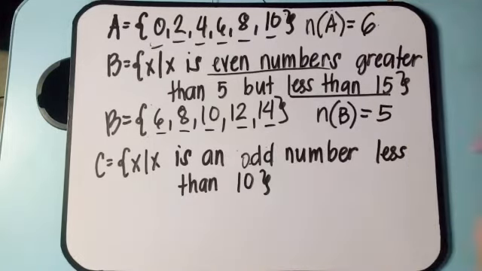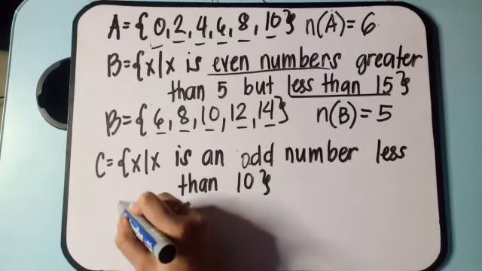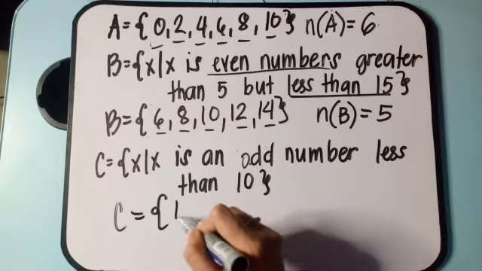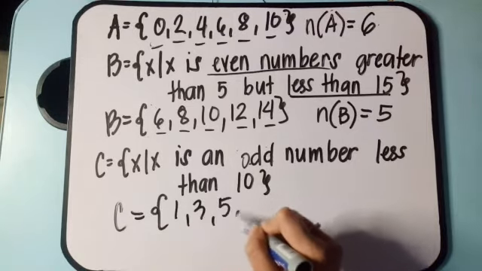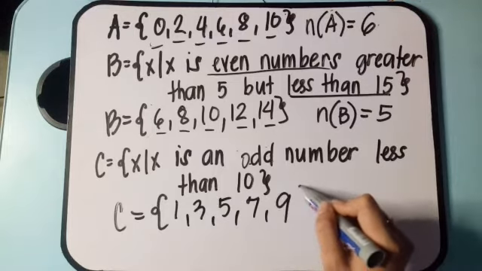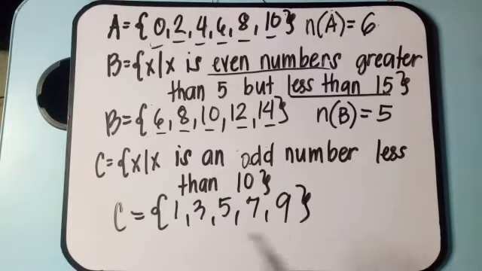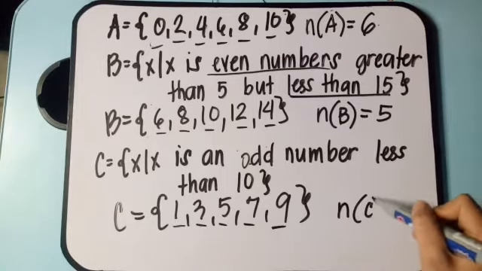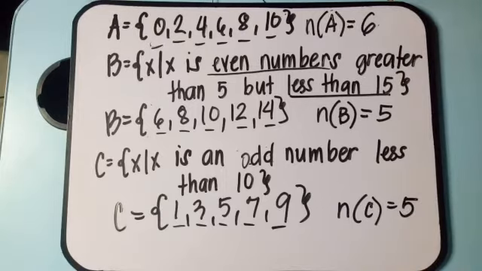So, we have 5. And the last one, set C is the set of x such that x is an odd number less than 10. So, odd numbers less than 10, we have 1, 3, 5, 7, and 9. If you count 1, 2, 3, 4, 5. So, the cardinality of C is 5. So, that's how to get the cardinality of any given set.